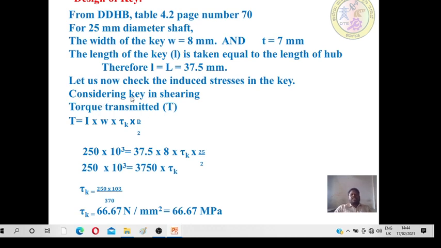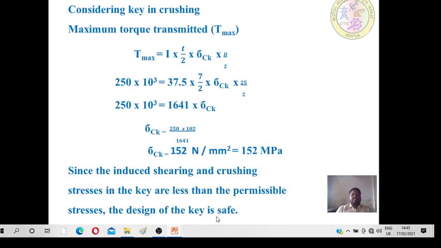First, considering the key in shearing, this is the equation we have: T equal to L into W into tau K into D by 2. This is the torque transmitted by the key considering the shearing of the key. Torque is given in the data, L, W is 8, tau K we have to find out, D equal to 25. If you substitute everything, I get tau K as 66.67 Newton per mm square, which is also equal to 66.67 MPa.